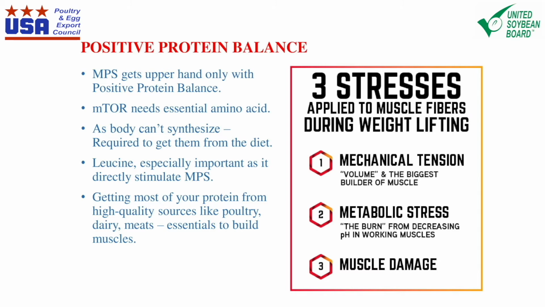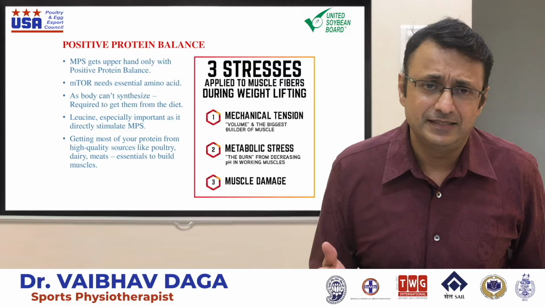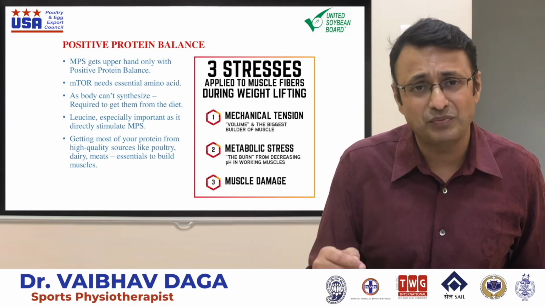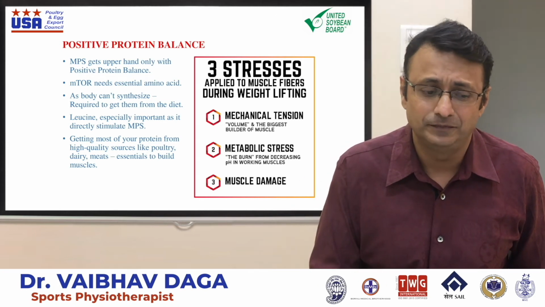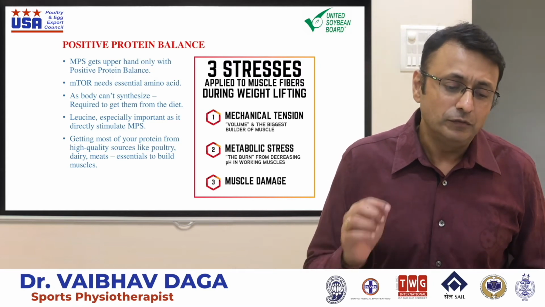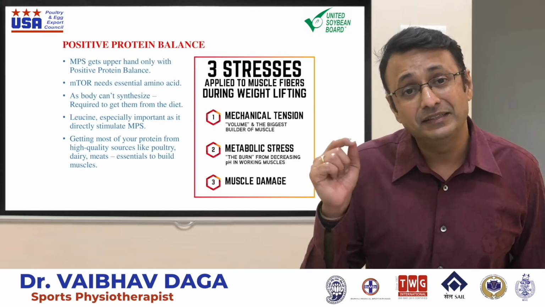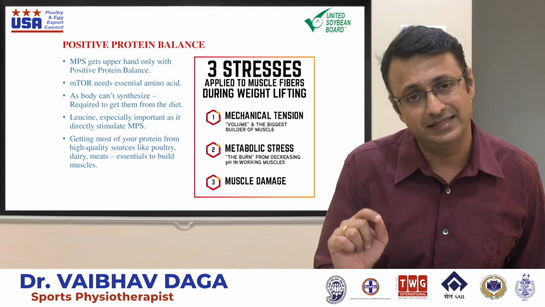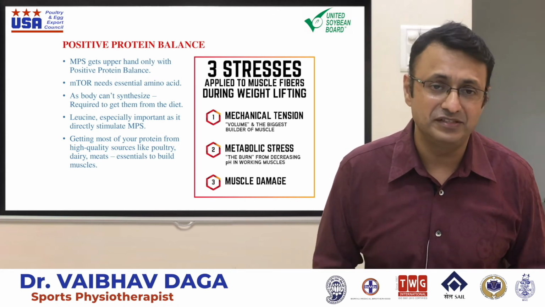mTOR needs lots of parts. The parts here, again, because I referred to the muscle as an engine, are the essential amino acids. Most of the amino acids cannot be synthesized by the body. That's why we need to get them from the diet. Some amino acids like leucine are especially important because they directly stimulate muscle protein synthesis. So leucine is a very important amino acid out of all the amino acids which are required.